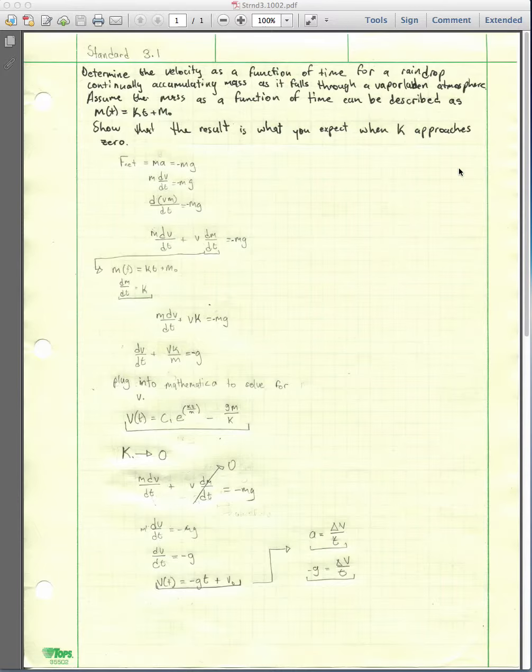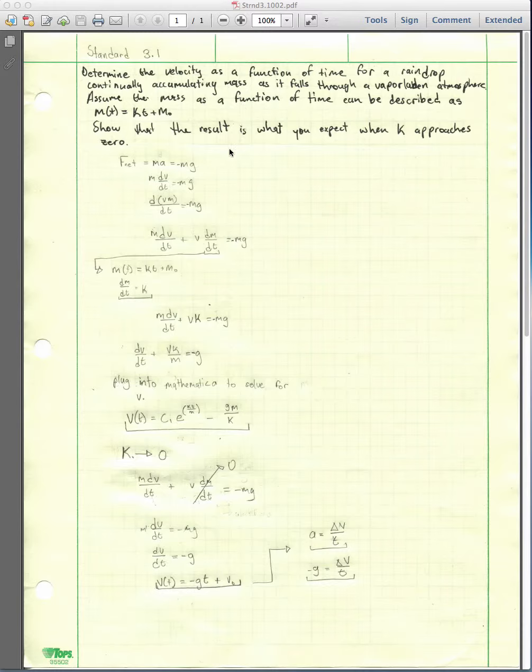Answering this question over here. So they're asking me to determine the velocity as a function of time for a raindrop continually accumulating mass as it falls through a vapor-laden atmosphere. Now you must assume that the mass as a function of time can be described by this function, and also show that the result is what you expect when k approaches 0.